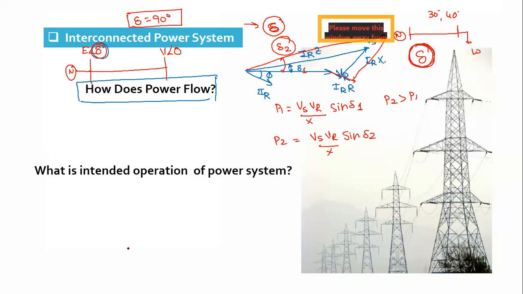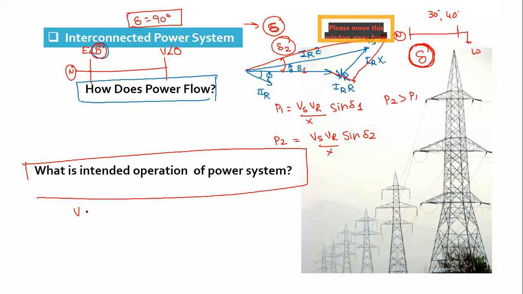Okay, fine. Thank you. So the next question is, what is the intended operation of power system? Intended operation of power system is that voltage at various points must remain within limits. We define the voltage regulation that in the transmission system, it must be within plus or minus 5%.